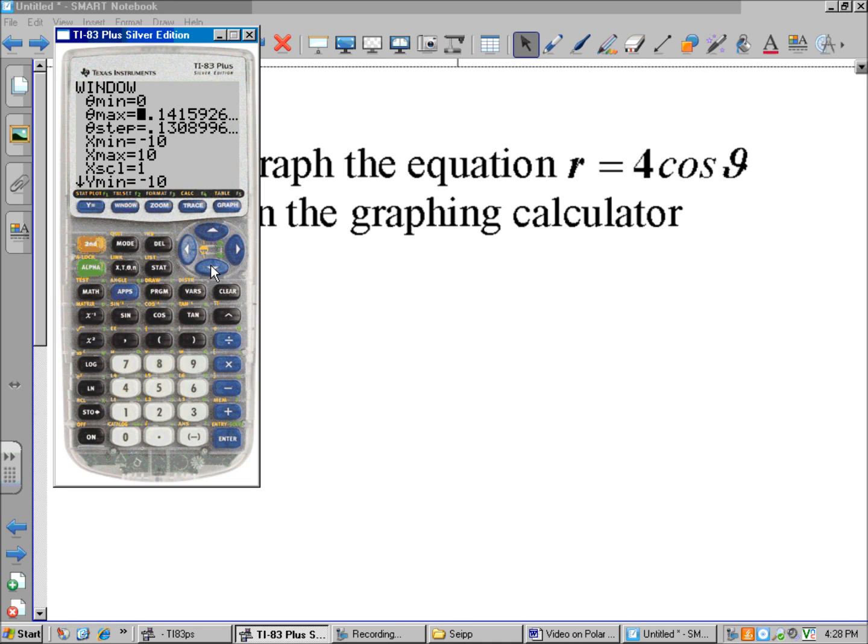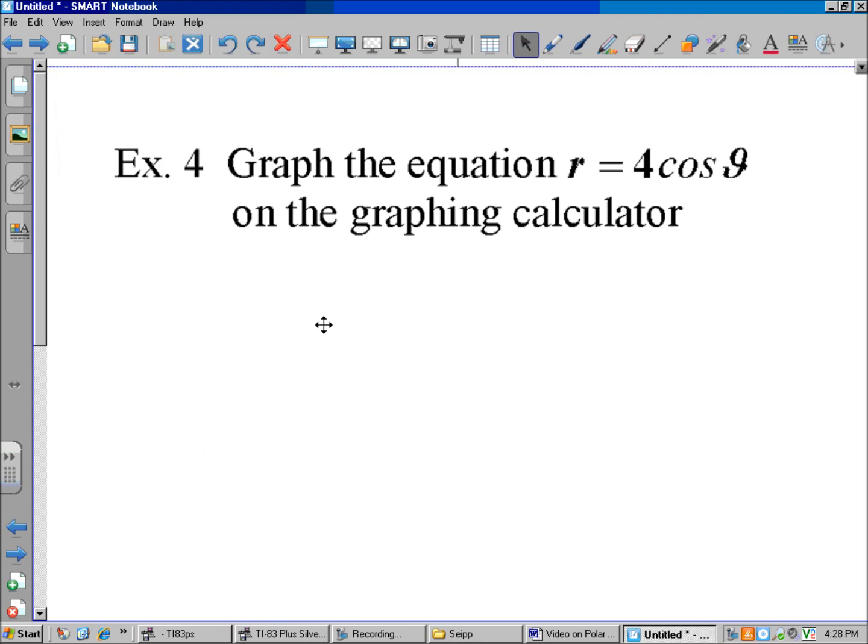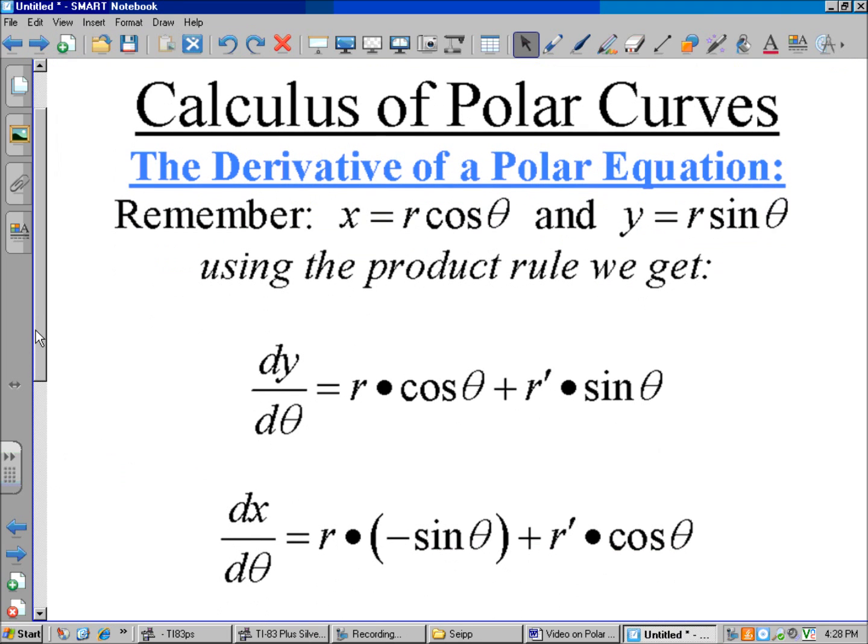So these first two, r equals the sine of theta and r equals 4 cosine theta, require us to go pi units or 180 degrees to graph the curve. All right, so that's what it looks like. All right, so let's get to the calculus end of things. To find a derivative of a polar equation, you're going to have to remember these conversion formulas. x equals r cosine theta, y equals r sine theta.